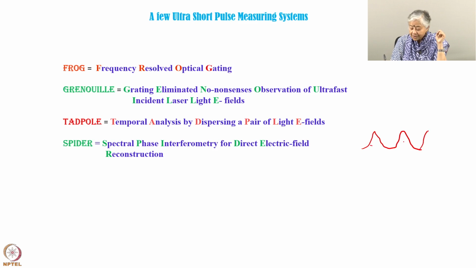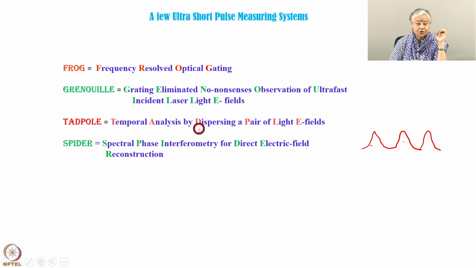They may be slightly different. So you take only one shot and you take the measure. So you have a more accurate measurement with the Grenouille. Then there are some other methods called the tadpole, temporal analysis by dispersing a pair of light E fields, tadpole.